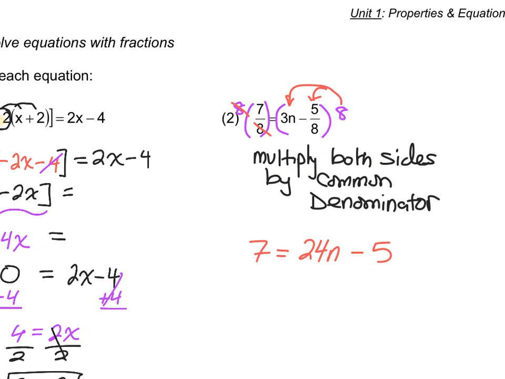So what do I get when I multiply 8 by 3n? 24n. Boom shakalaka. What do I get when I multiply 8 by negative 5/8? Exactamundo. Fractions aren't intimidating, fractional equations anyway aren't intimidating, because they don't have to be fractional equations. We could change them. We can make them linear equations, right?